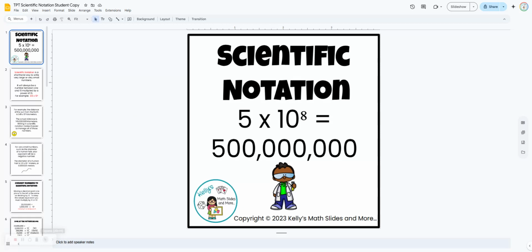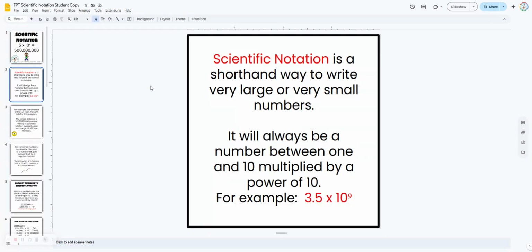Scientific notation. This is a digital lesson. The lesson starts with explaining what scientific notation is. It's a shorthand way to write very large or very small numbers. It's always a number between 1 and 10 multiplied by a power of 10.